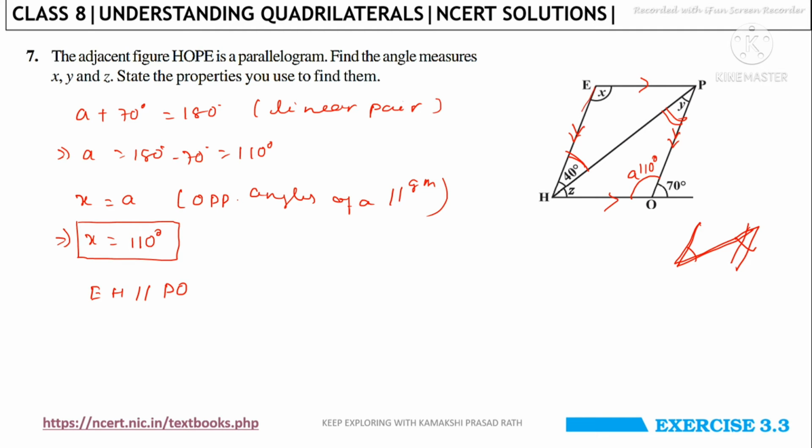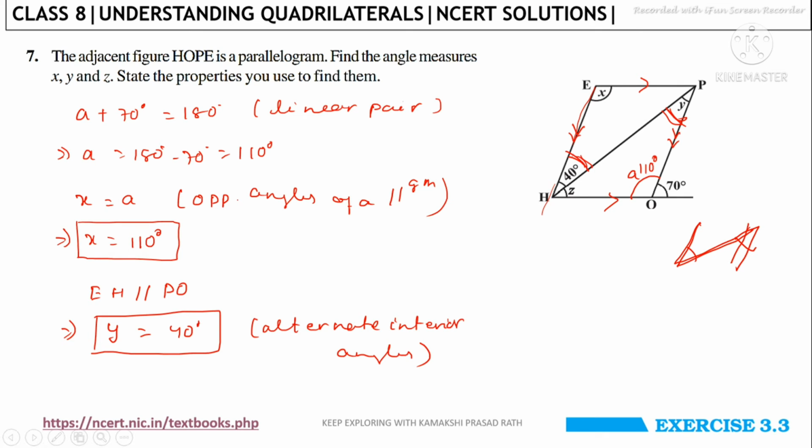So here we can see EHP and OPH. These form alternate interior angles. You can see EH is parallel to PO, so we can say y equals 40 degrees, because they are alternate interior angles. So you can see EHP is 40, so y equals 40.